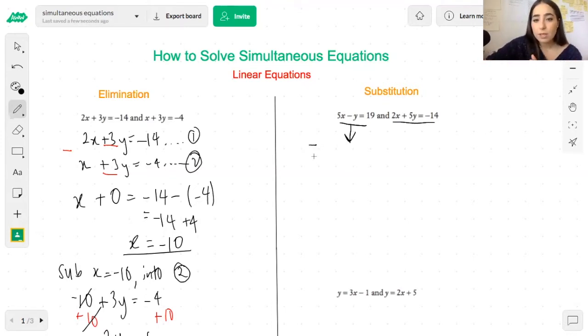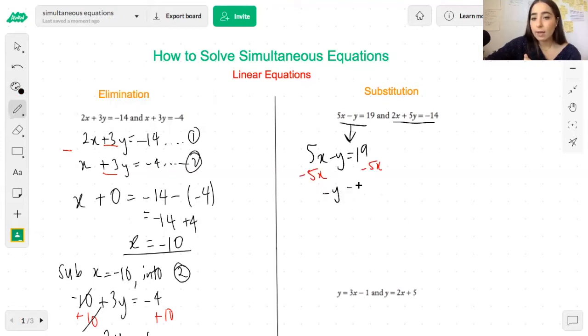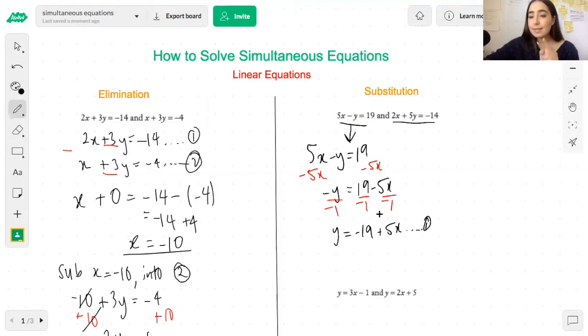So I'm just going to write the equation here, 5x minus y equals 19. If I want to get y on its own, I need to minus 5x from both sides. So I get negative y equals 19 minus 5x. And I need to divide by this negative 1. Make sure you divide every term by that negative 1. So you get y equals negative 19 plus 5x. So this becomes my equation 1. And that's the equation that I'm going to substitute into this second equation.